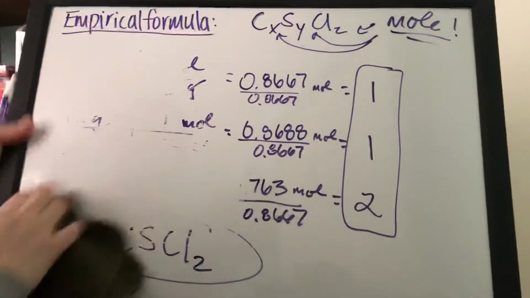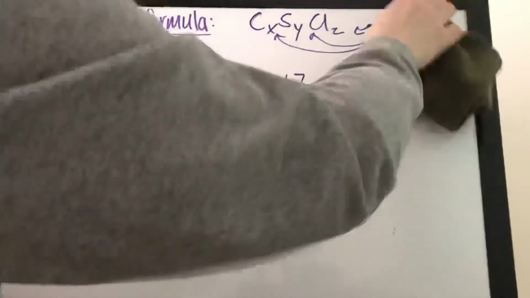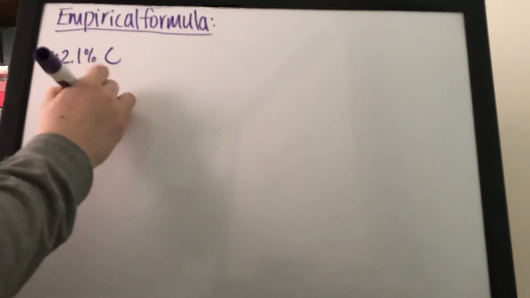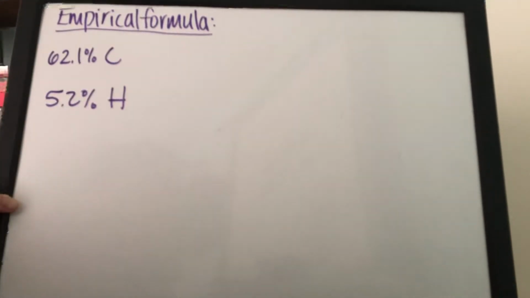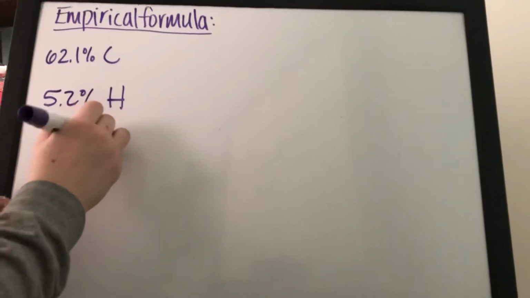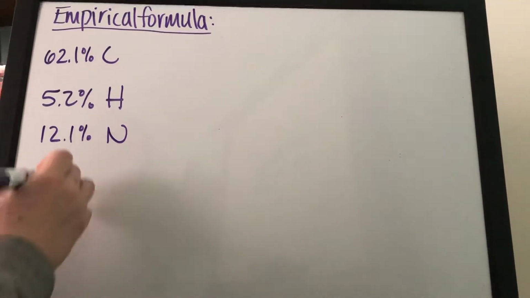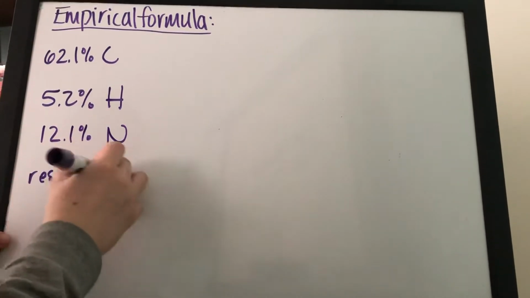They can get slightly harder, and so I picked the next one. It's just a little bit harder, so it's a good one to do an example with. All right, this one said 62.1% carbon, I can't read my own handwriting, 5.2% hydrogen, 12.1% nitrogen, and the rest was oxygen.